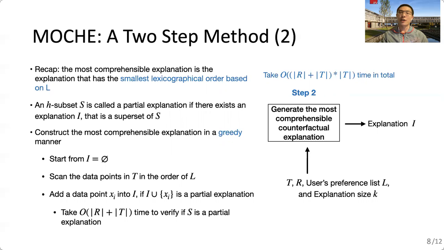Recall that we want to find the explanation with the smallest lexicographic order based on L. Motivated by this objective, we scan the data points in the test set in the order of L and iteratively add selected data items into our constructed explanation I. We guarantee that after adding each selected data item, the subset I is always a partial explanation. Therefore, after adding k data points, the subset I is exactly the most comprehensible explanation. We develop an algorithm which only takes linear time to verify if a subset is a partial explanation.